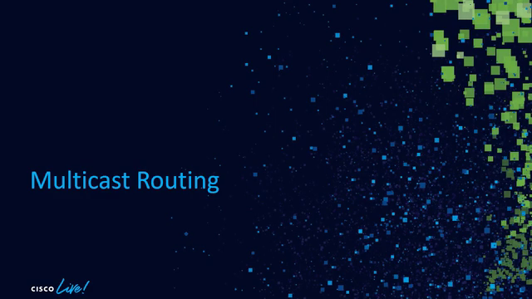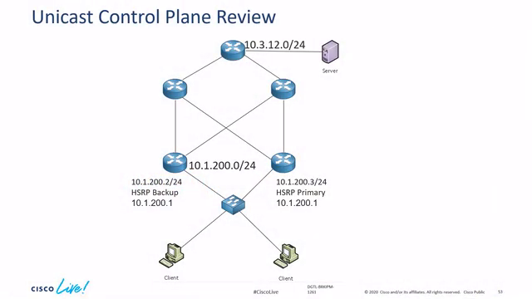Now let's talk about multicast routing. Before we talk about how multicast routing works, we need to review how the unicast control plane works and how unicast routing works. So given this segment here, we have several routers connected to several networks, and through whatever routing protocol they like, they're going to advertise the reachability to these networks to the other routers.